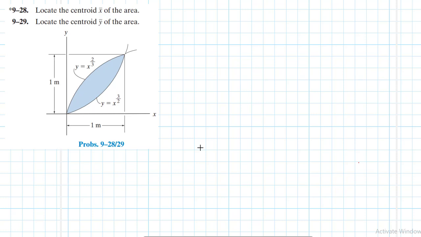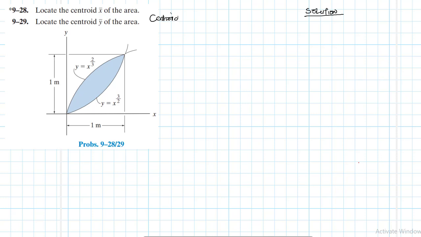The problem reads: locate the centroid X bar of the area as well as Y bar. This problem is coming from the Engineering Mechanics Statics textbook, 13th edition by R.C. Hibbeler. So we have been asked to locate the centroid, and before we proceed, let's briefly talk about what centroids are. So what is centroid?